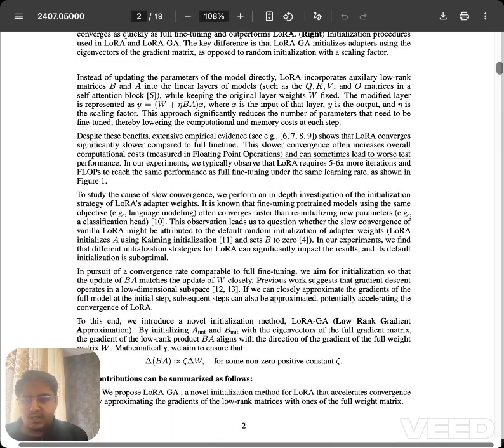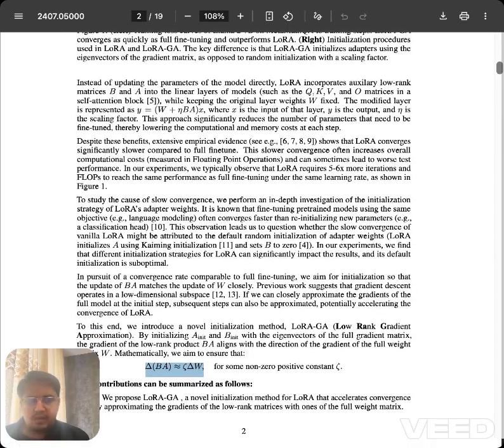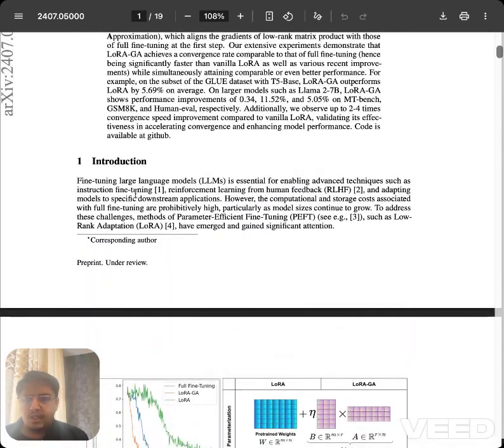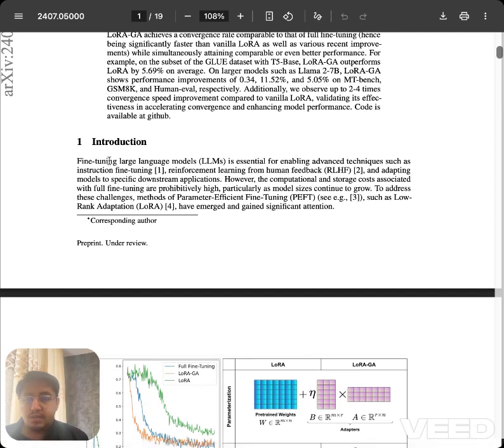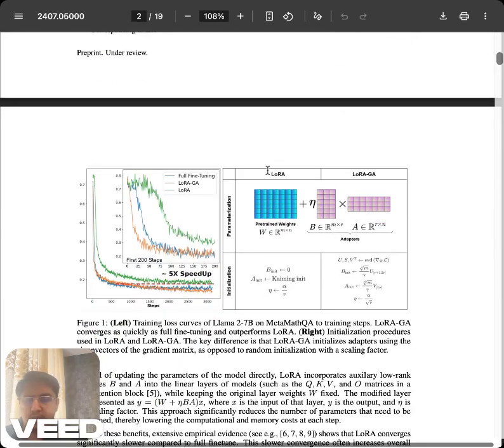I think they explore this somewhere along the lines here. So let's see if we left out something here. I feel like the authors also emphasize the importance of fine tuning on different advanced techniques like instruction tuning, reinforcement learning from human feedback, and so on and so forth, as well as why PEFT is important.